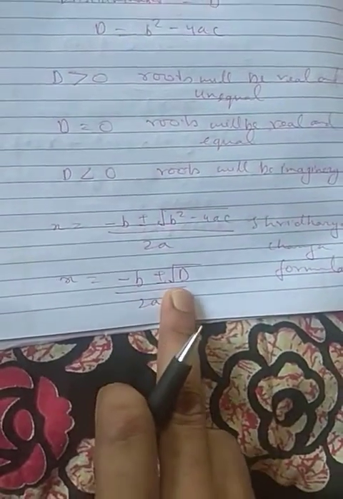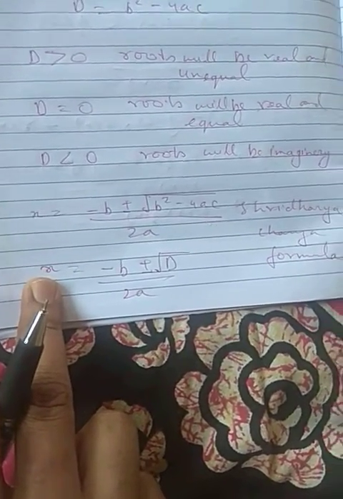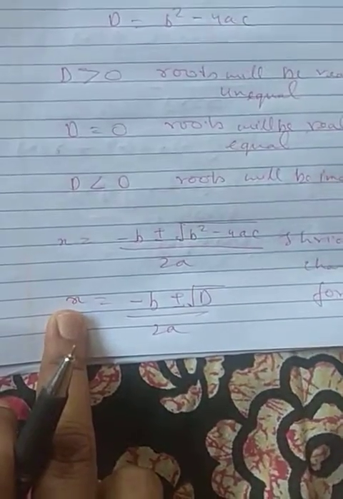If the D value is greater than 0, the roots will be real. The value of x will be real and unequal. We will get two values, and both will be unequal to each other.